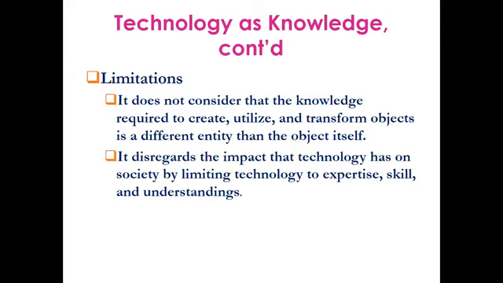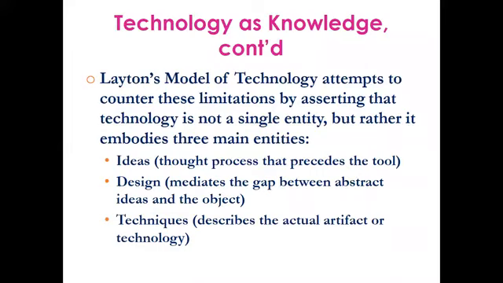So it disregards the impact that technology has on society by limiting technology to expertise, skill, and understanding. Layton's model of technology attempts to counter these limitations by asserting that technology is not a single entity, but rather it embodies three main entities. So he tries to melt down the first definition, and he says that it embodies ideas, design, and technique. And ideas refer to the thought process that precedes the tool. Okay, he tries to modify the definition a bit.